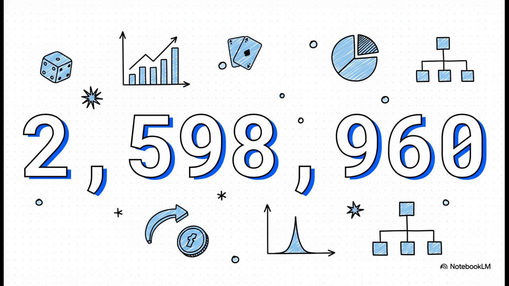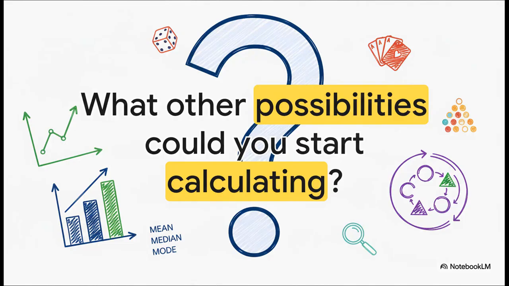So take a look at this number, almost 2.6 million. What do you suppose that represents? It's the answer to a very famous combination problem. That's it. That's the total number of different 5-card poker hands you can possibly get from a standard 52-card deck.